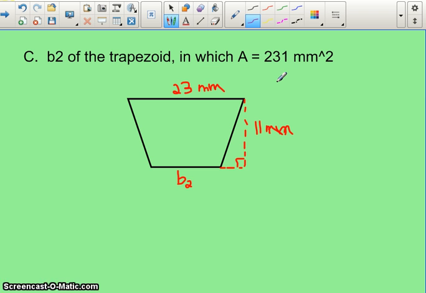It looks like we've got a trapezoid problem again. Looks like we're looking for base number 2. We're given the area and we're given the other base. So let's go straight to the formula here.